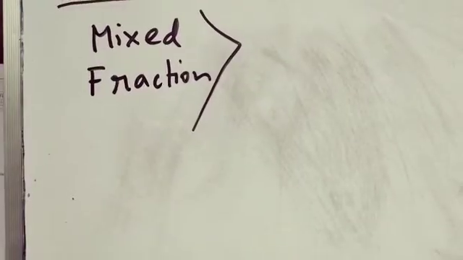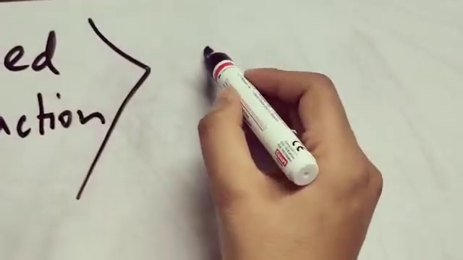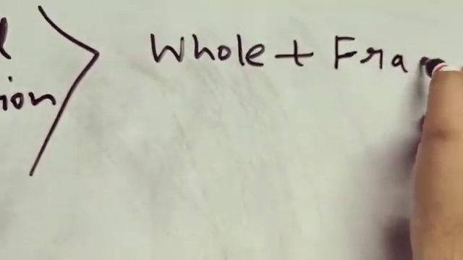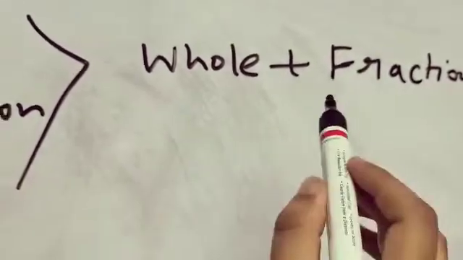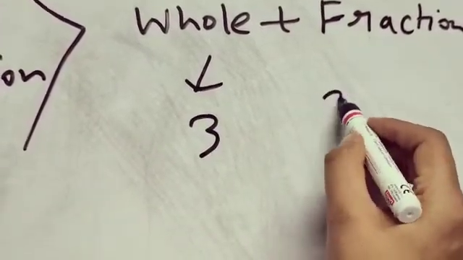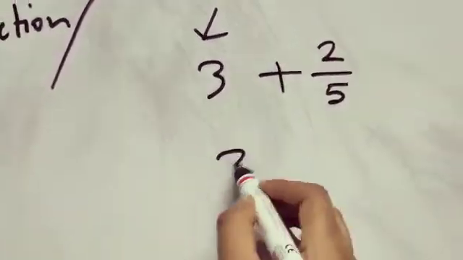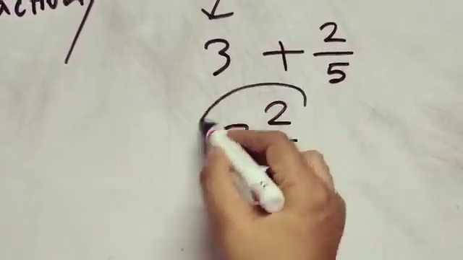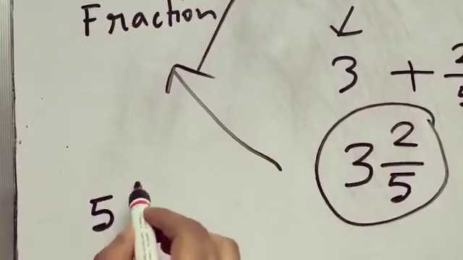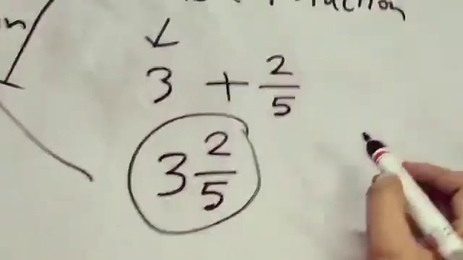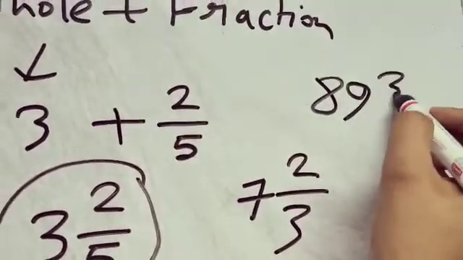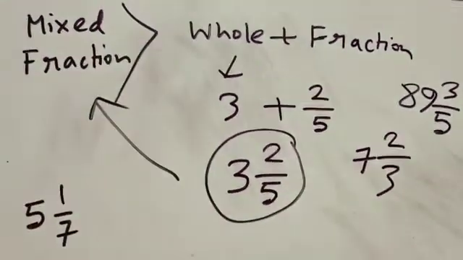Okay. Now what is a mixed fraction? A mixed fraction is a mixture of a whole number plus a fractional number. Clear? That means there will be two parts of this mixed fraction. Suppose the whole number is 3 and the fractional number is 2 by 5. So this will consist 3 whole 2 by 5. We will write it like this. This is an example of mixed fraction. Some other examples: 5 whole 1 by 7, 7 whole 2 by 3, 89 whole 3 by 5. So these are all mixed fractions.